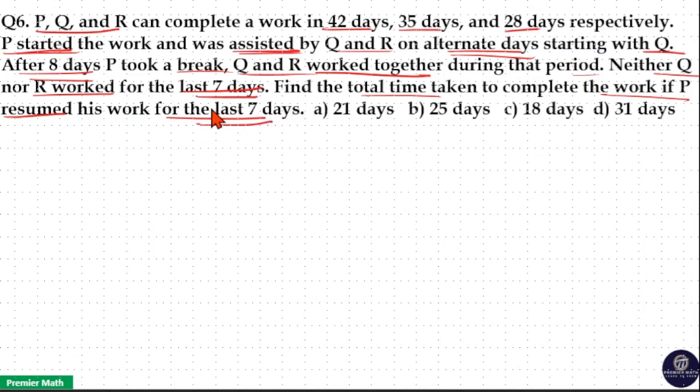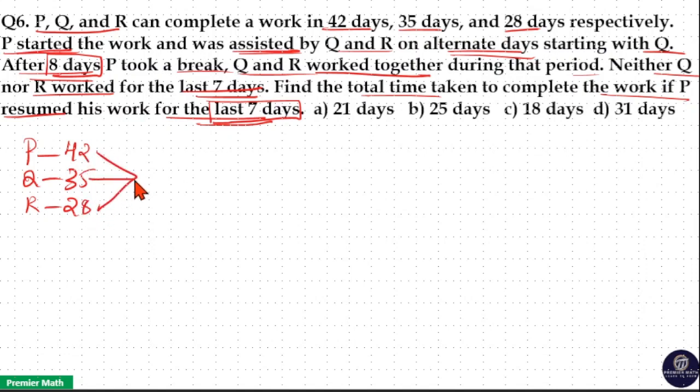Here from the question it is clear that for the last 7 days and during the initial 8 days P worked. So 8 plus 7, 15 days total P worked. Now P can complete a work in 42 days and Q can complete the same work in 35 days and R can complete the same work in 28 days. Now the work is the same, so take the LCM.